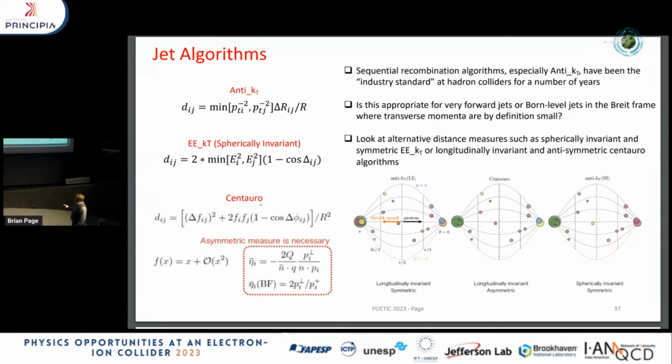there was this new class of measures out called Centauro, where basically you can see here, this is a picture of how partons are clustered into jets in the Breit frame, and as you see, as you move to the poles here, you kind of get a pathological separation of jets. So basically all these partons that are associated with each other are actually clustered into different jets. But if you move to something like a Centauro or a spherically invariant measure, they actually are all associated with a single jet, as they should be.